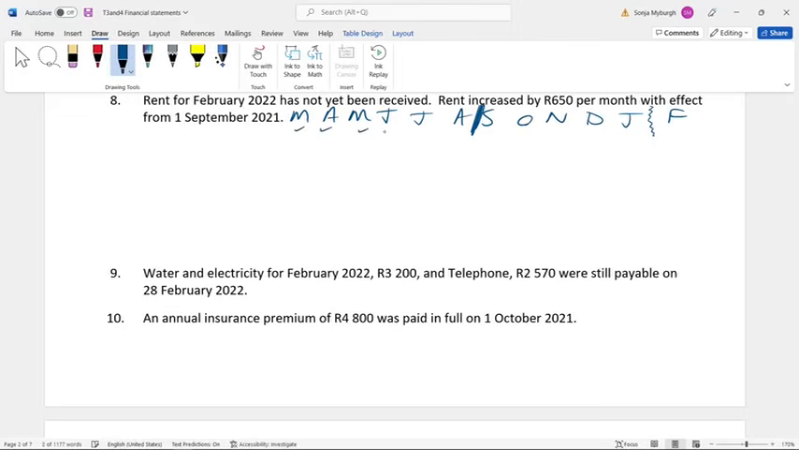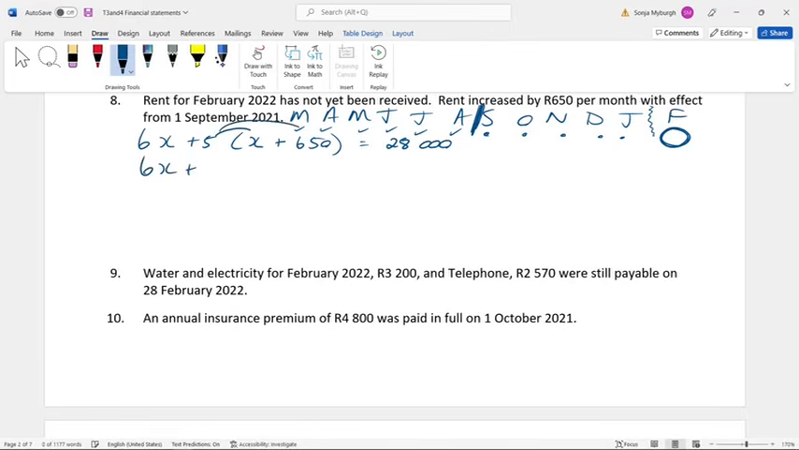1, 2, 3, 4, 5, 6 months. It was a certain amount. We don't know how much. Then for 5 months, we've received the original amount plus the increase of 650. And that gave us the 28,000 on the pre-adjustment trial balance that we've received. And now we just solve for X, because X will be before the increase, and then we just add the 650 in order to get the amount that we are still supposed to receive for February.